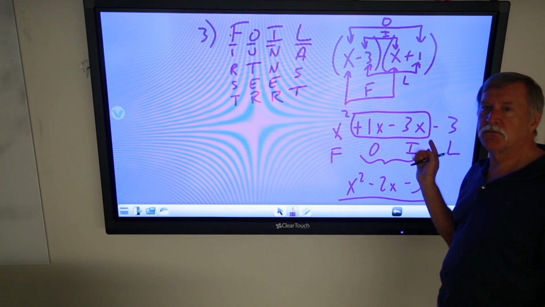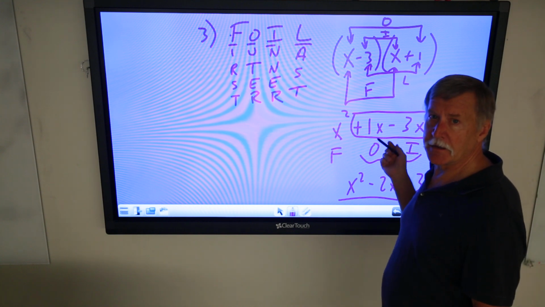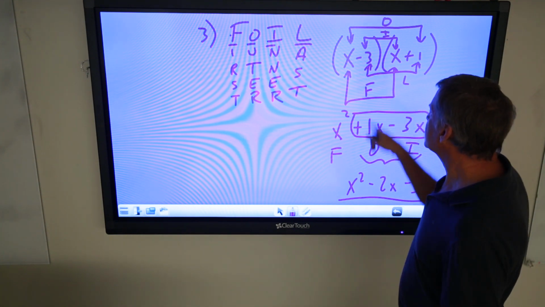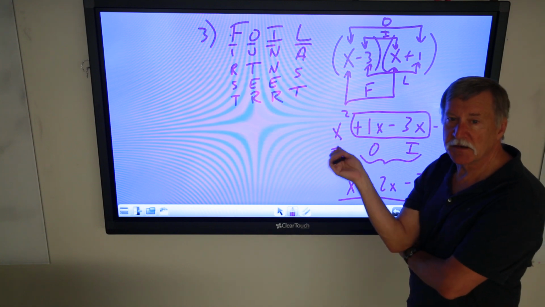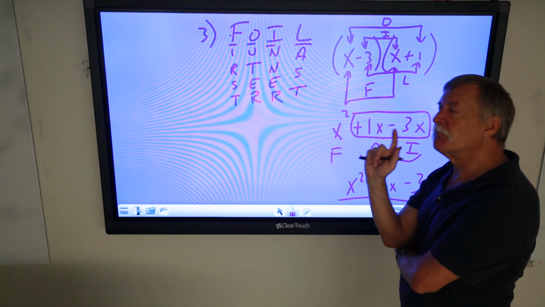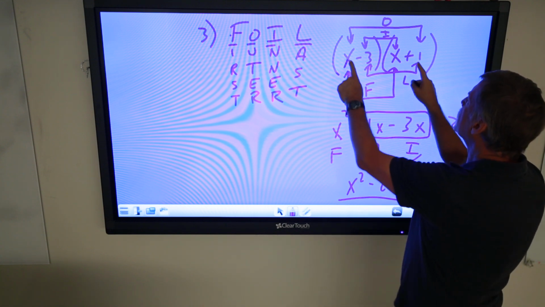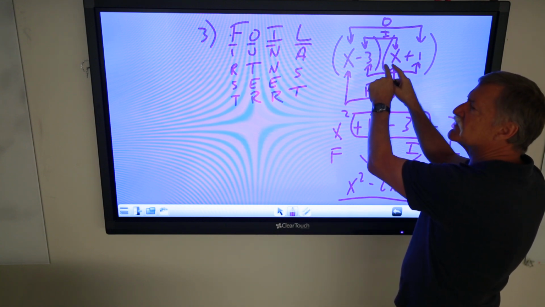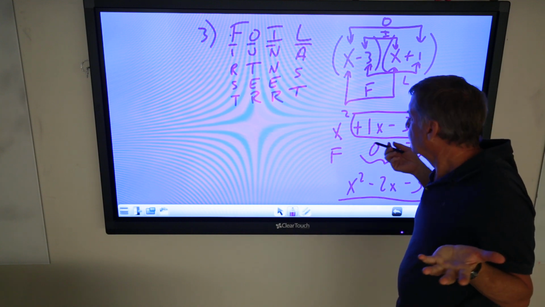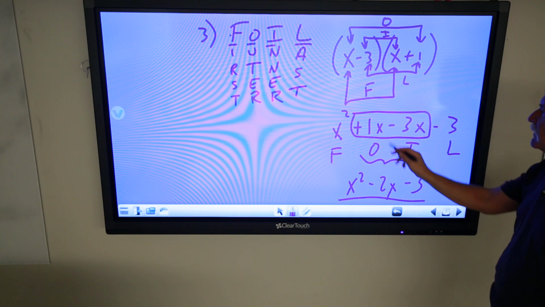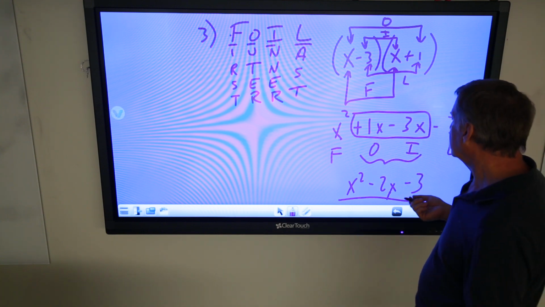Now the advantage of FOIL is that eventually you do this enough, you'll be able to do this in your head. Because first times first is going to be easy. That's going to be x squared. And last times last is just a number times a number. But the trick will be to combine outer and inner in your head. So you get 1x minus 3x. Can you do minus 3 combined with 1? Minus 2. And that's where the minus 2x comes in. Because outer and inner will be like terms. And they can be combined.